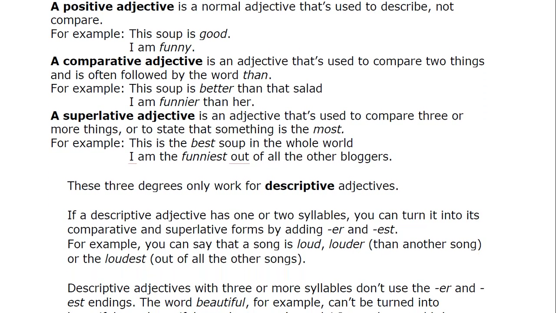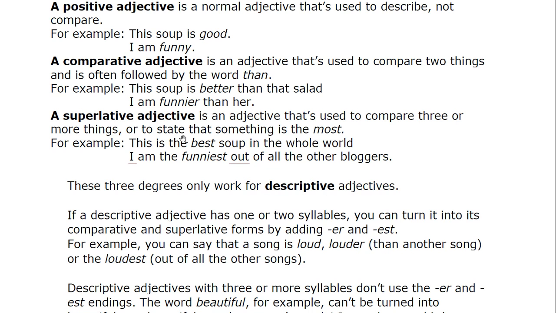Okay. The superlative degree is an adjective that's used to compare three or more things or to state that something is the most. So three or more. It could be any number more. Maybe you're comparing everything in the whole world. Okay. Example: this is the best soup in the whole world.